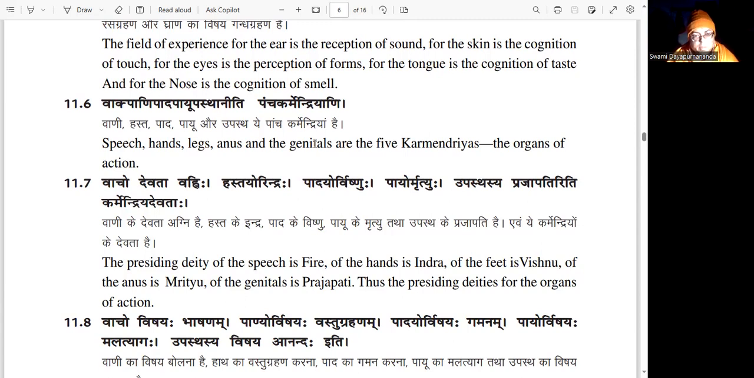Vak, Pani, Pada, Payu, Upastha iti pancha karmendriyani. Vak means speech, pani means hands, pada means legs, payu means anus, and upastha means genitals are the five Karmendriyas. Karma Indriya means the organs of action.